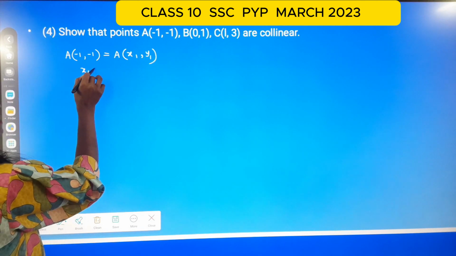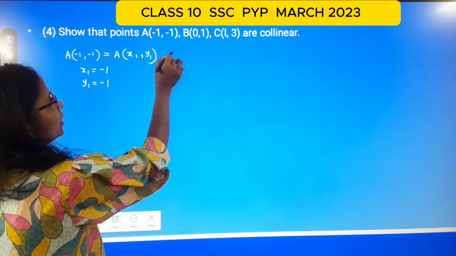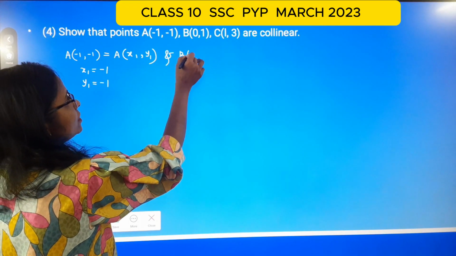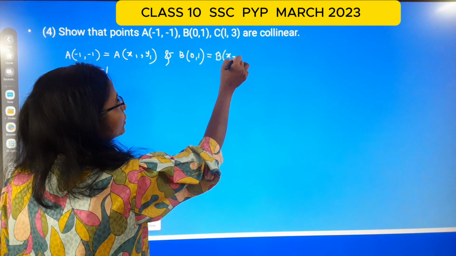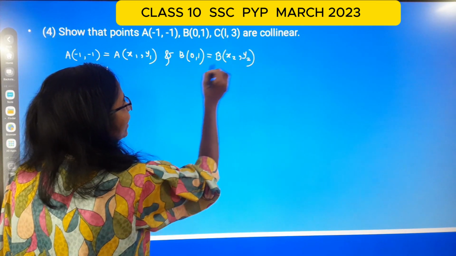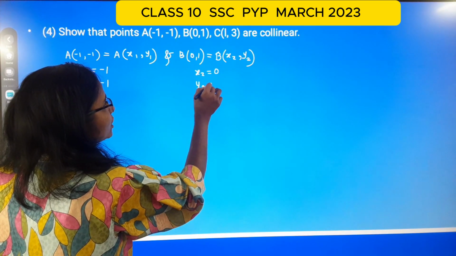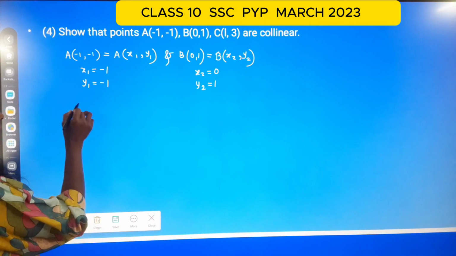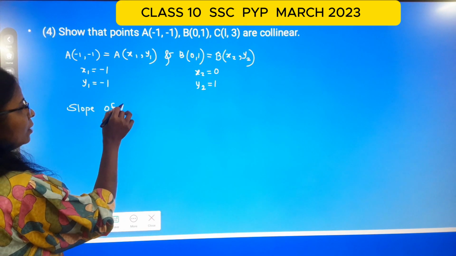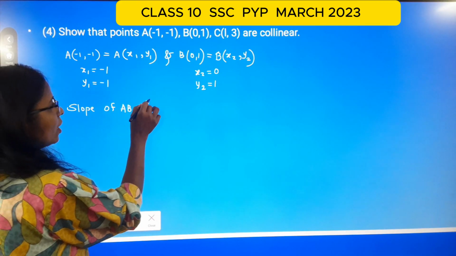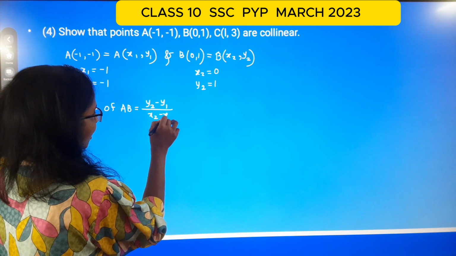Then x1 is minus 1 and y1 becomes minus 1. Then here, students, B(0, 1) we consider as x2, y2. So here x2 is equal to 0 and y2 is equal to 1. Okay, then calculate the slope of AB. So the formula becomes y2 minus y1 upon x2 minus x1.